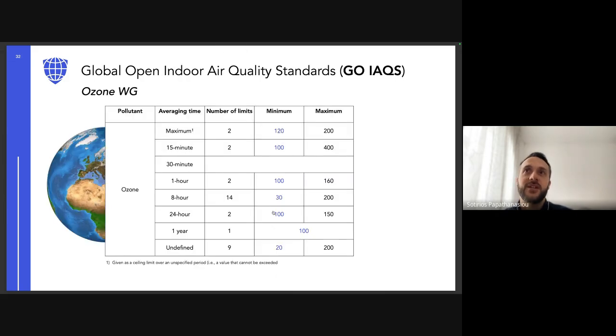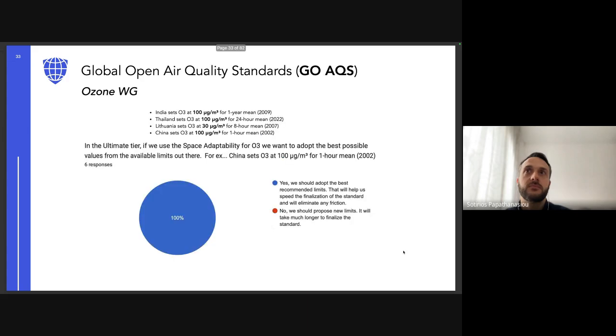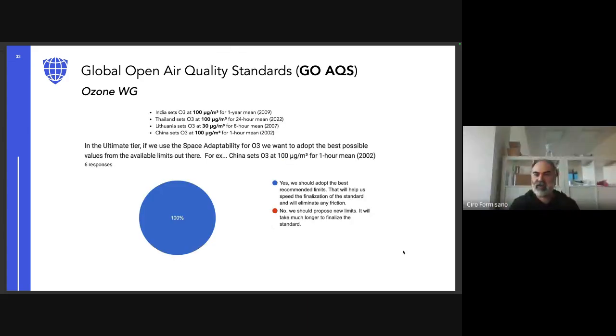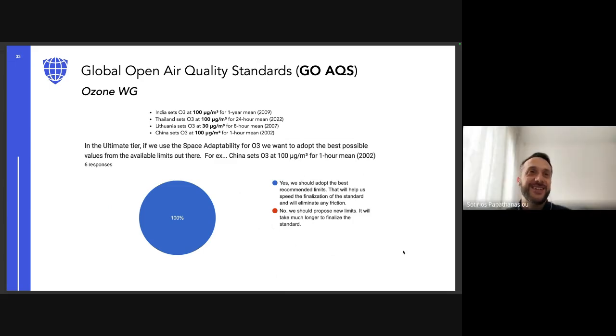As again, based on the standards that we analyzed, 100 is like a predominant number for ozone. And for 8 hours it is 30, which is the lowest that we could find. I was just converting because I'm used to ppb and not to micrograms. Okay. That question comes later, which unit we should use.